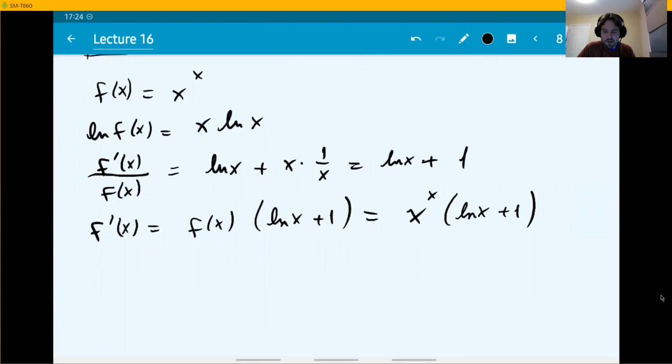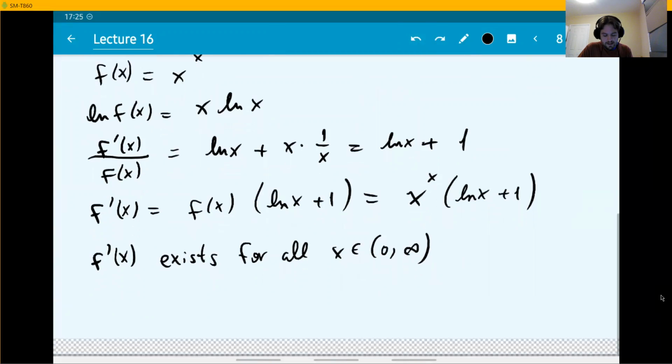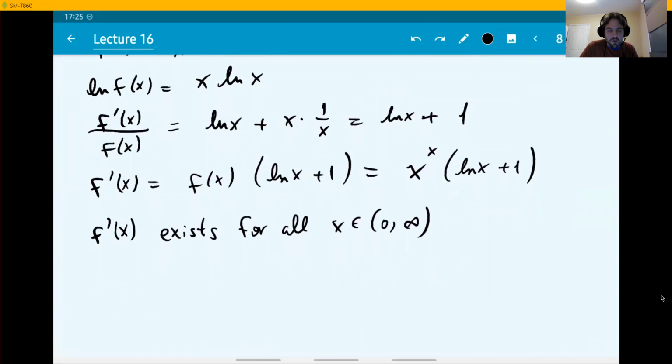There are no places where it does not exist in the domain. Remember, the domain was between 0 and infinity. So we can say f prime of x exists for all x in this domain, because there are no problems here. If you have positive numbers, you can find the number raised to itself. You can also find ln of x. So no problems with the definition of this derivative. So that's not how we're going to get critical points. There could be a point where the derivative does not exist, but that was not the case.